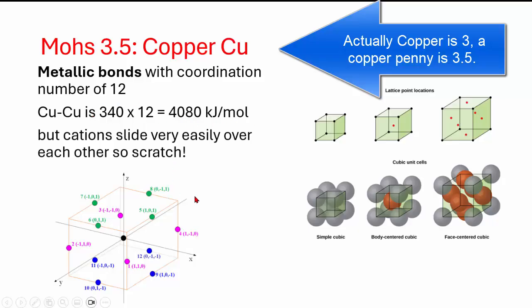And so you would think, wow, that must be super strong and hard to move a copper. But because it's a metallic bond and the actual cations are floating in a sea of electrons, they can actually slide over each other, and it's super soft. It's only 3.5 just to deform the surface and just to push it around a bit. So that is quite unique as well.